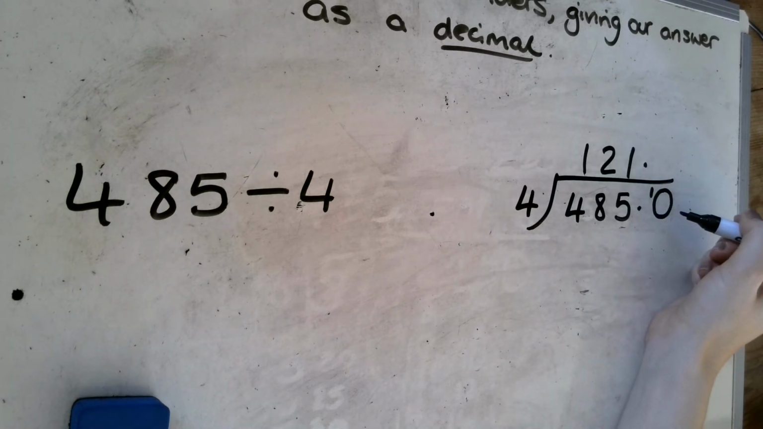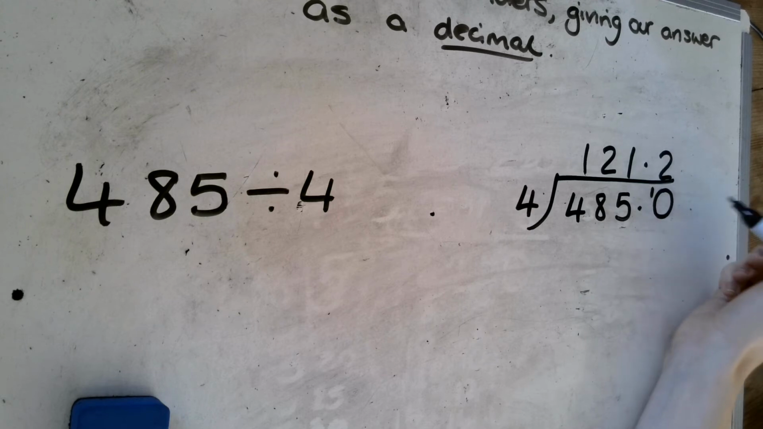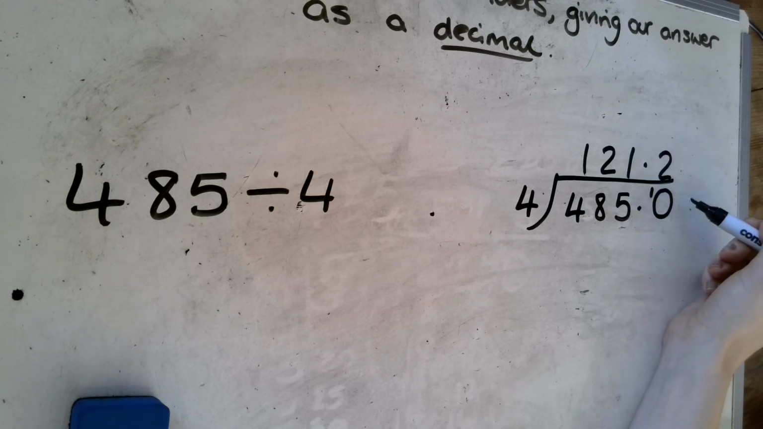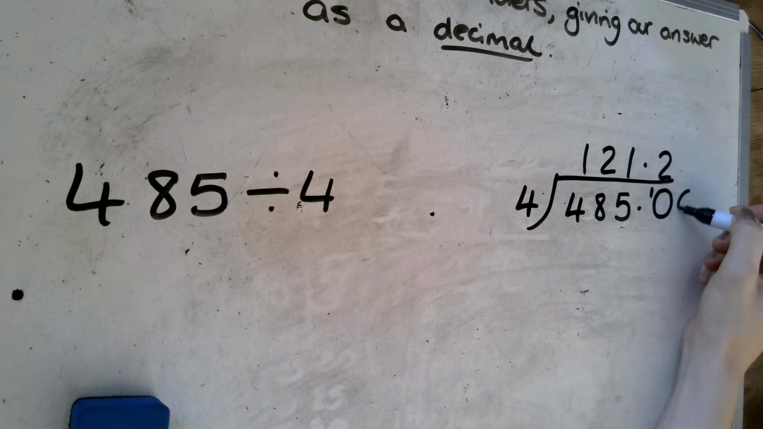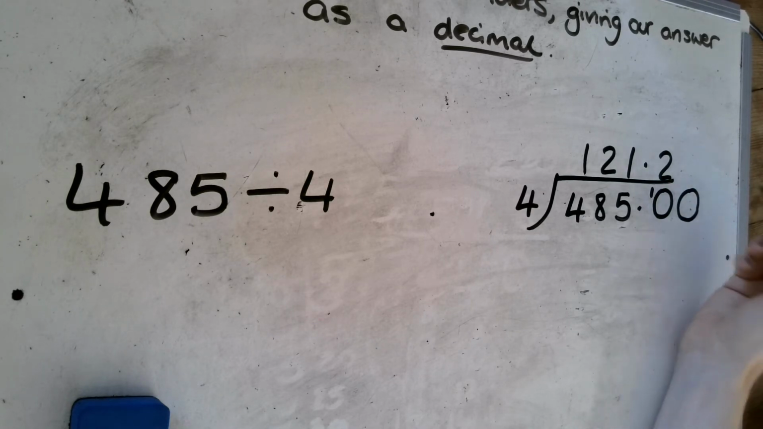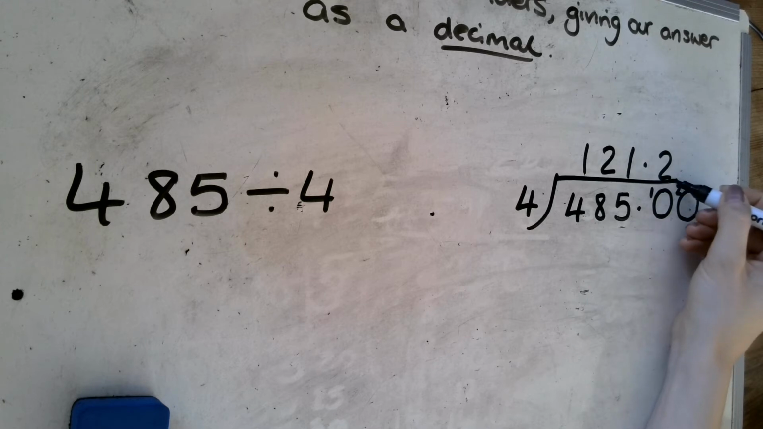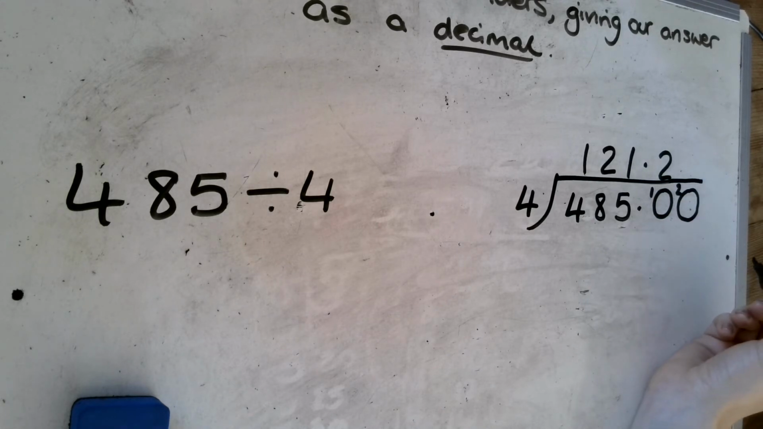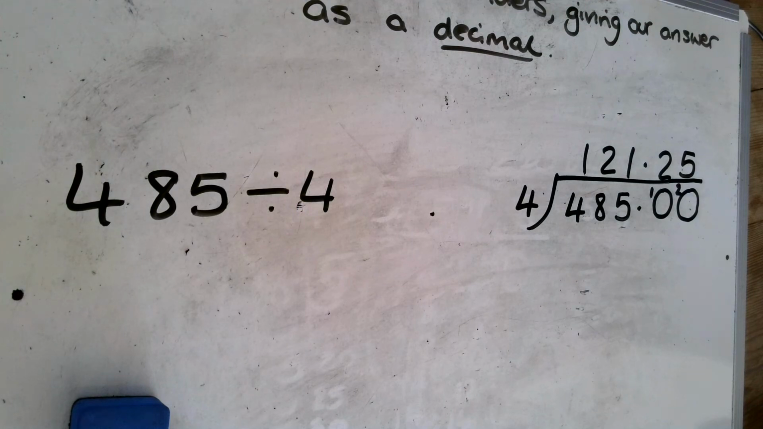10 divided by 4. That's 2. Now I've still got a remainder. 4 times 2 is 8, and I've still got a remainder of 2. So I'm going to add another 0. And then my remainder goes here. 20 divided by 4, 4, 8, 12, 16, 20, 5. So this time I had to add 2 zeros. My answer was 121.25. Use a calculator to check.